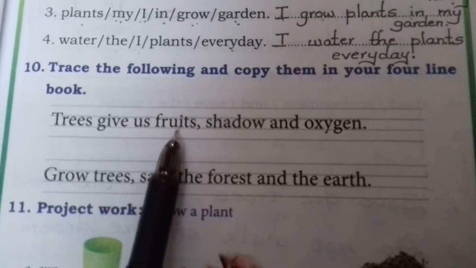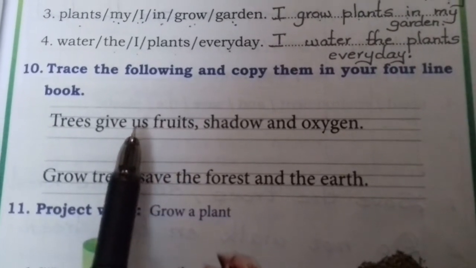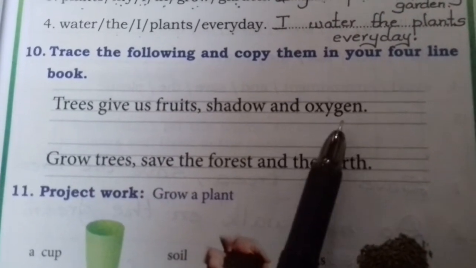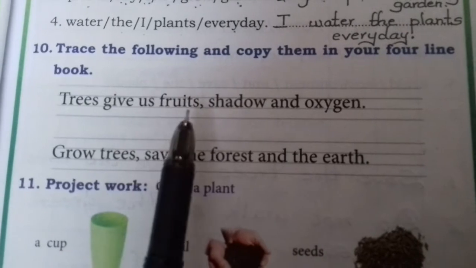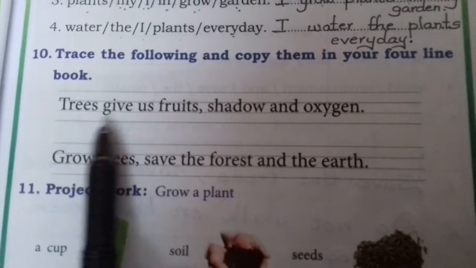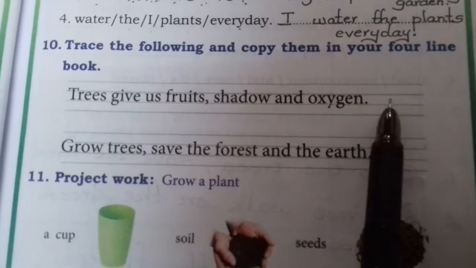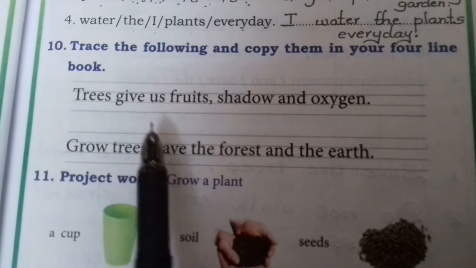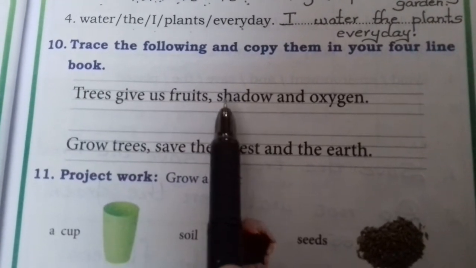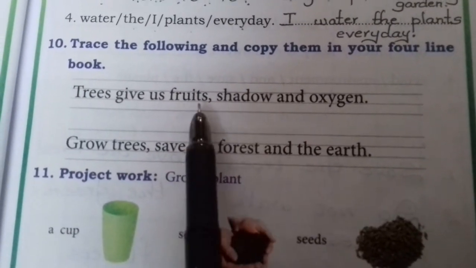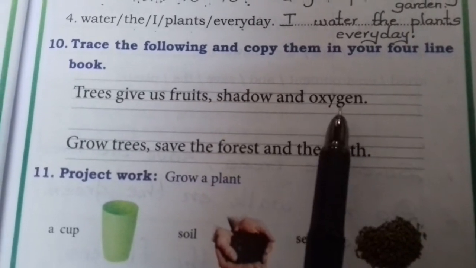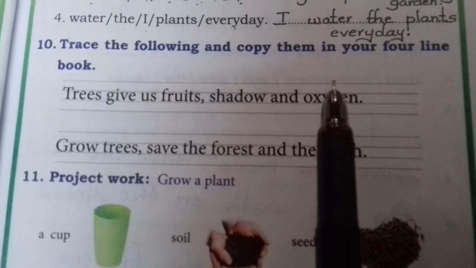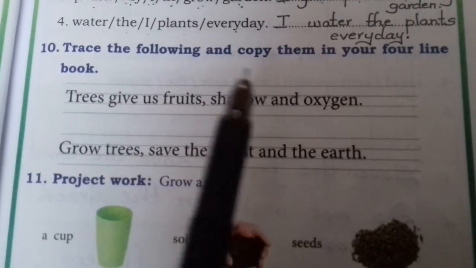Look at the writing. They are proportionate, they have size and they are very clear and neat. Now you have to follow the same method. If in one line you do not have this much space, you cannot write so much, go to the second line, no problem. Okay, children? If you write trees give us fruits in the first line, you put a comma. In the second line, you can put shadow and oxygen. You need not crumple the whole thing in the first line itself. You can use even the second line.